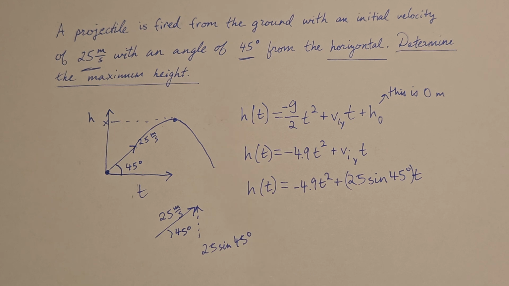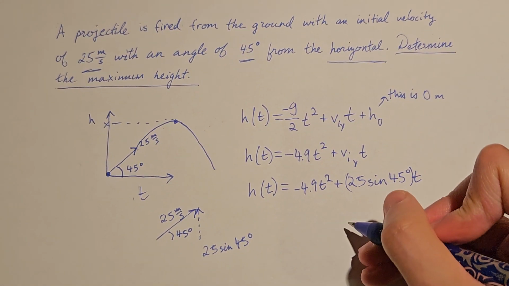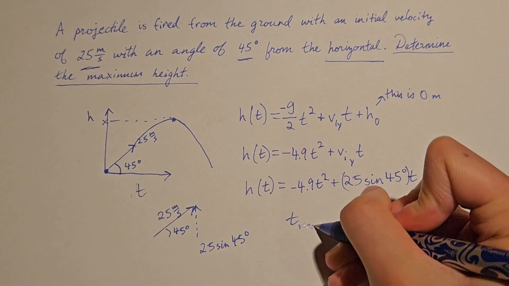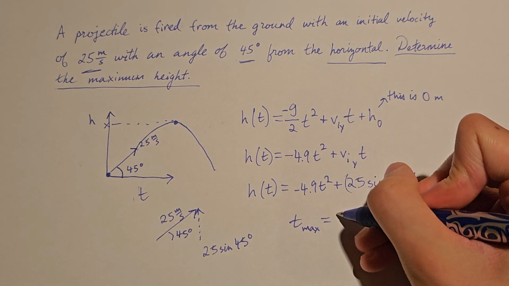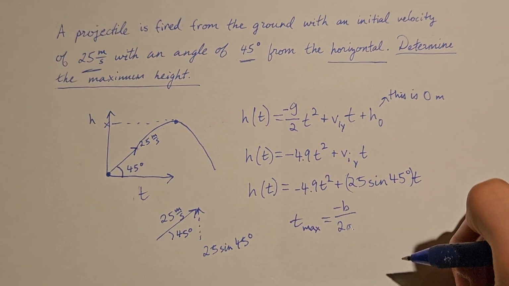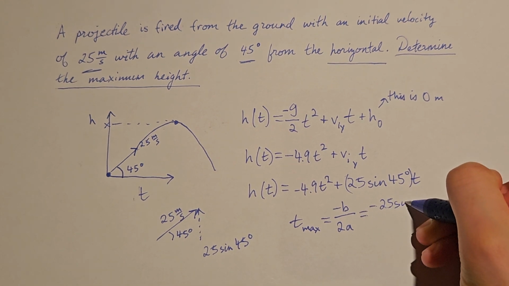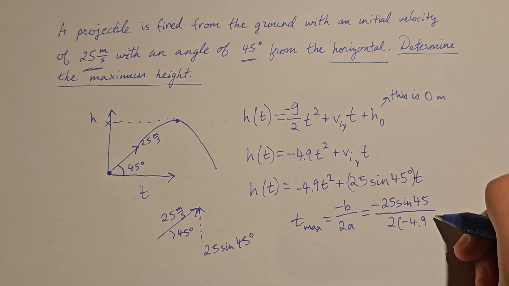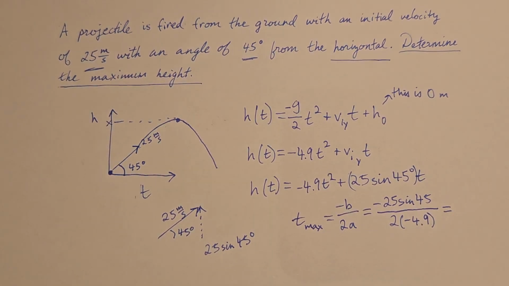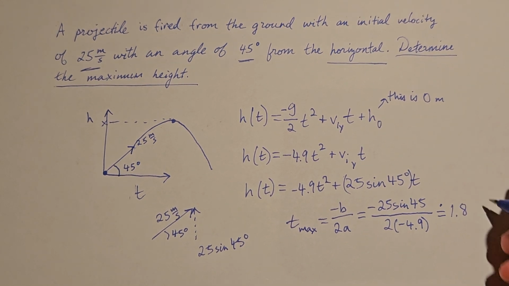Now, to find the maximum height, we have to first find t max. In parabolas, the x variable of the maximum vertex is always going to be minus b over 2a, and that is derived from differential calculus. So we can do minus 25 sine 45 over 2 times minus 4.9, and plugging this into the calculator, it gives approximately 1.8 seconds.